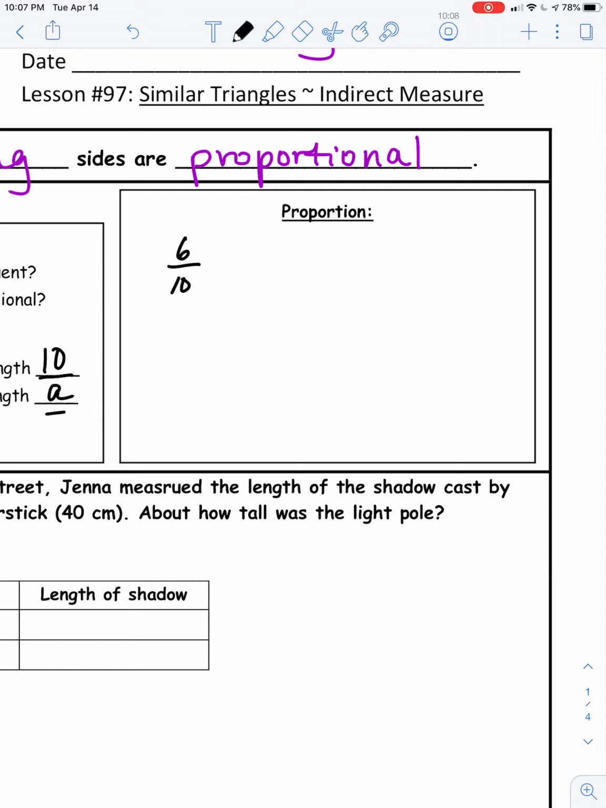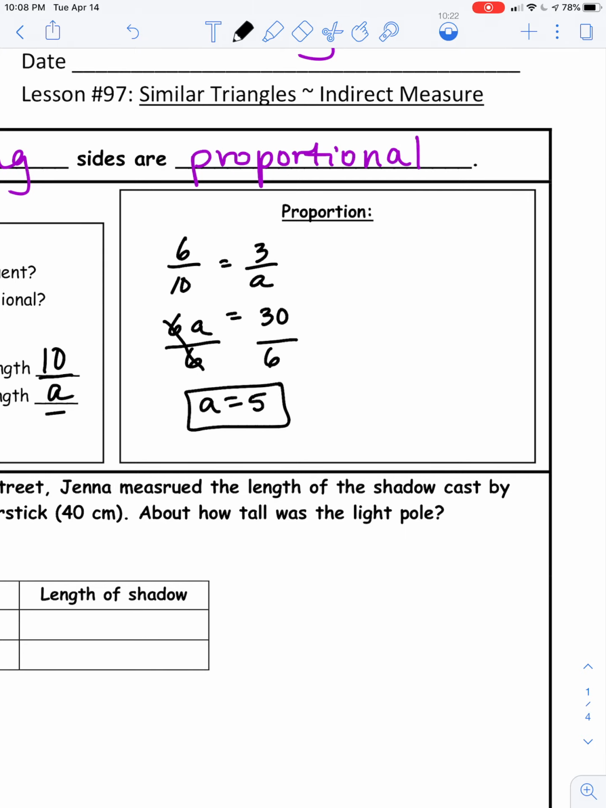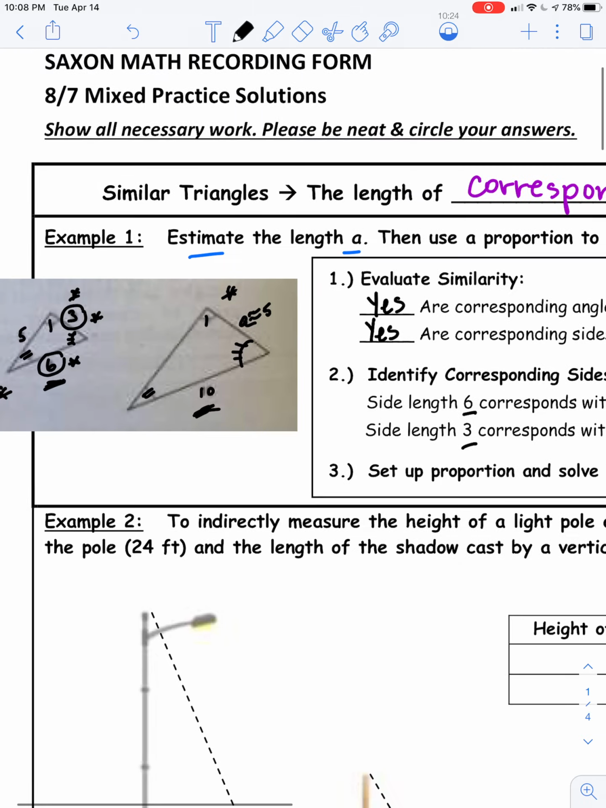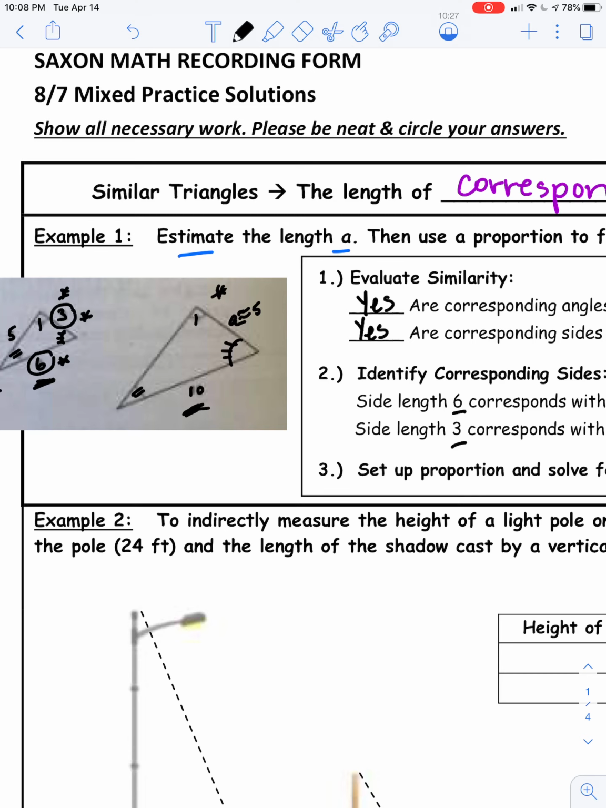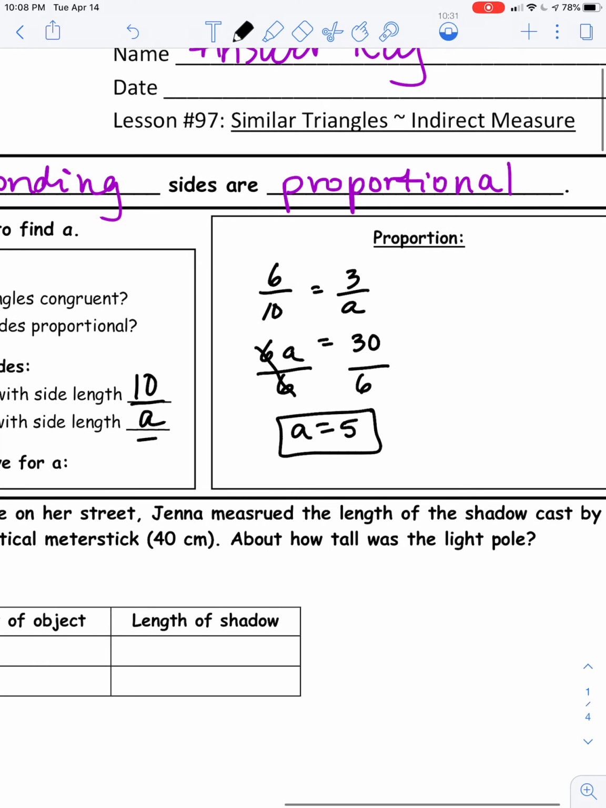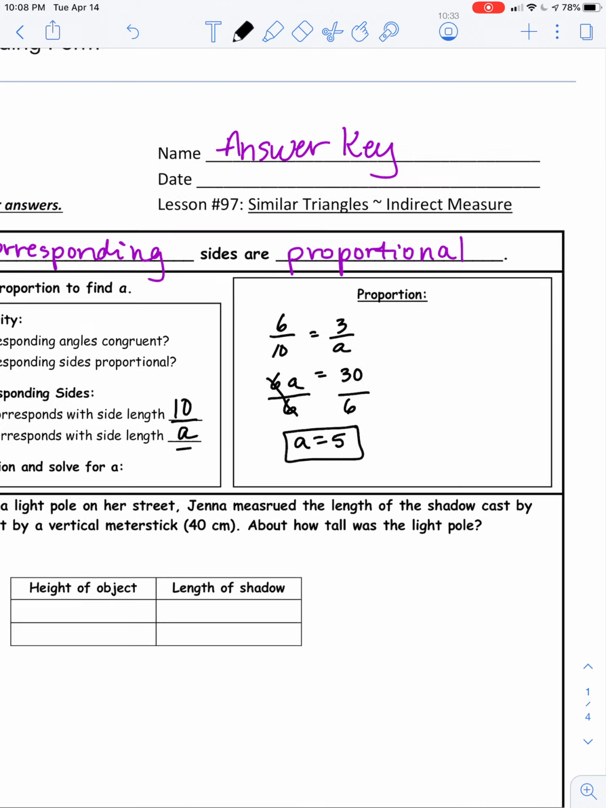So I'm going to do 6 is to 10 as 3 is to A. There's my proportion. And we're going to solve from there using our cross product. 6A equals 30. We divide both sides by 6. And I'm left with A equals 5. Interestingly enough, you notice that is what we estimated right here.